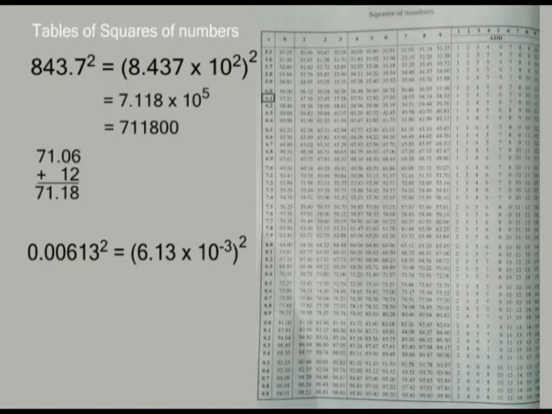6.1 is here. The column of 3 will meet us here. The number is 37.58. We do not have a third decimal place, and so we end there. Square of 10 raised to negative 3 is 10 raised to negative 6, and so we shall have 37.58 times 10 raised to power negative 6. The decimal can move leftwards, so we get 3.758 times 10 raised to power negative 5. Notice that moving the decimal leftwards increases the power of 10 from negative 6 to negative 5.